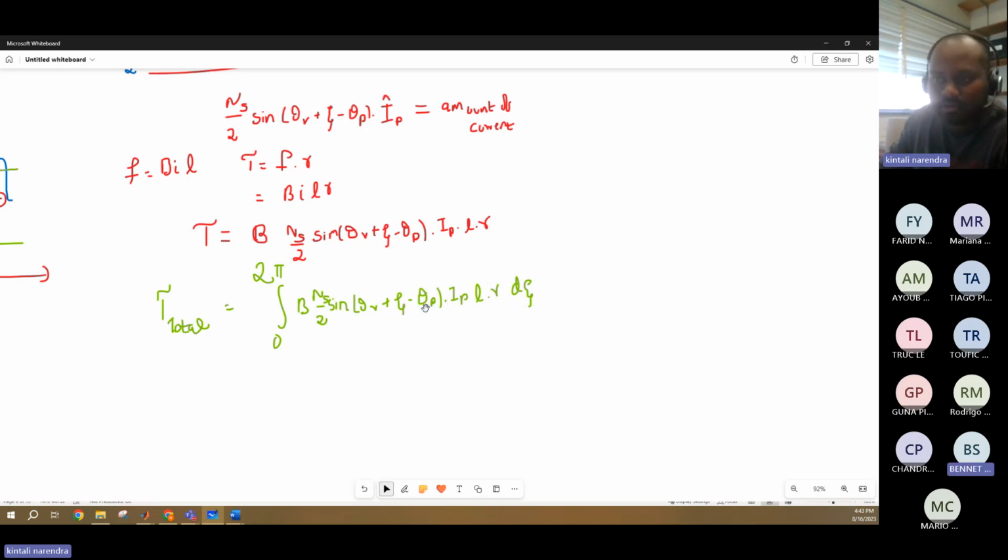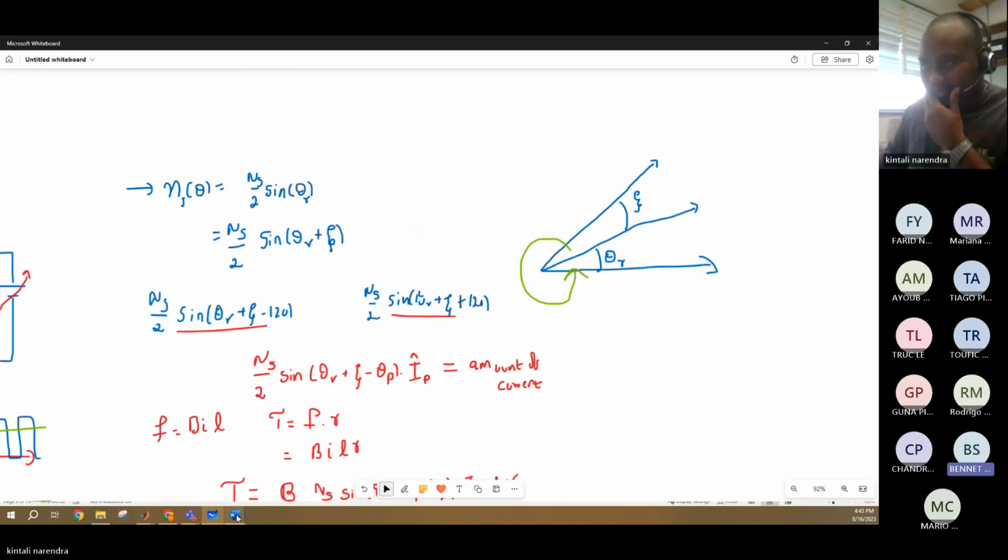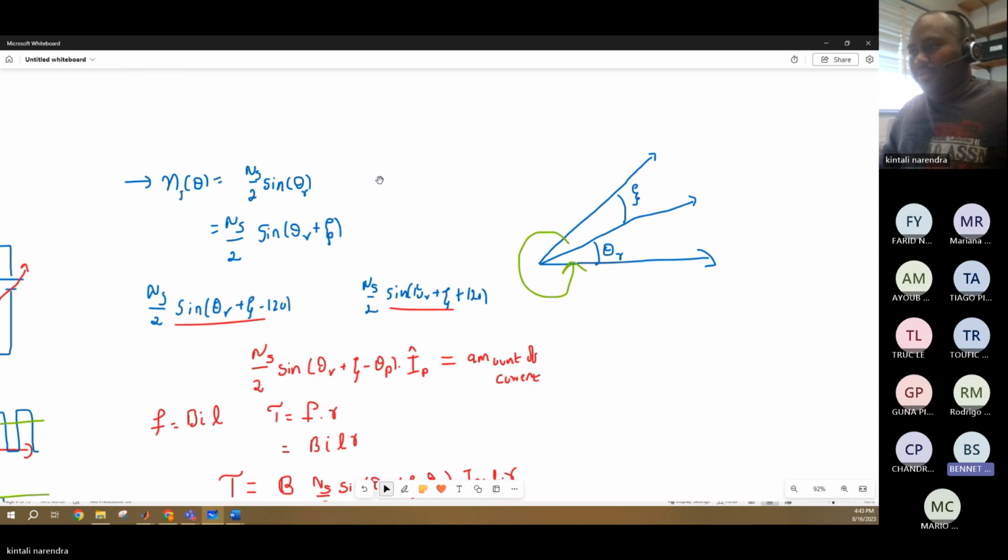Okay, guys, are you with me? I just have one question. What is the reason for the Ns by 2 sine of theta r plus zeta? Why is it negative, theta phase, basically?